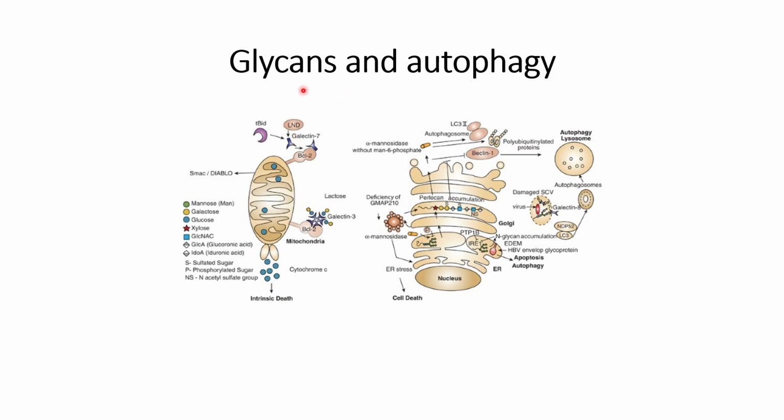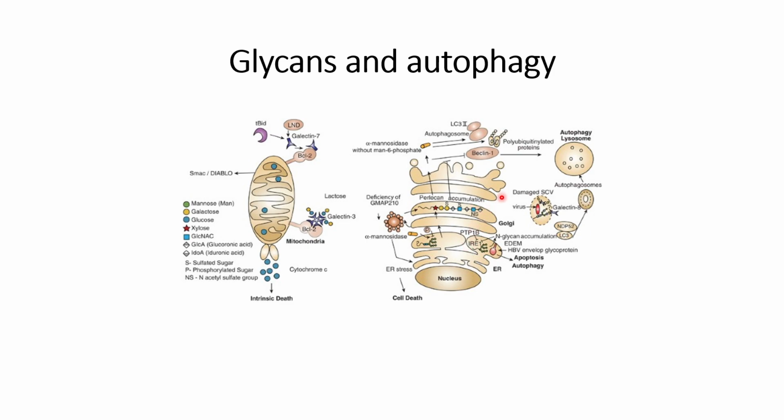Now let us understand how these glycans help in the autophagy of viruses. This has been explained with the help of the Salmonella containing vacuole, the SCV. This is a kind of bacterium. So what happens in this case? Galectin 8 plays a role.